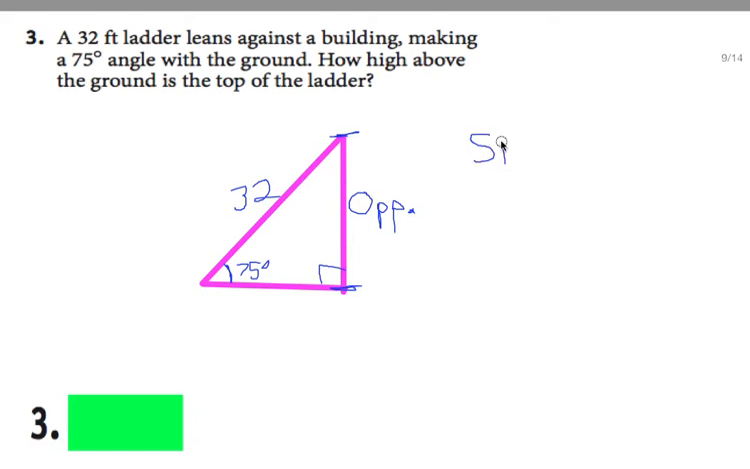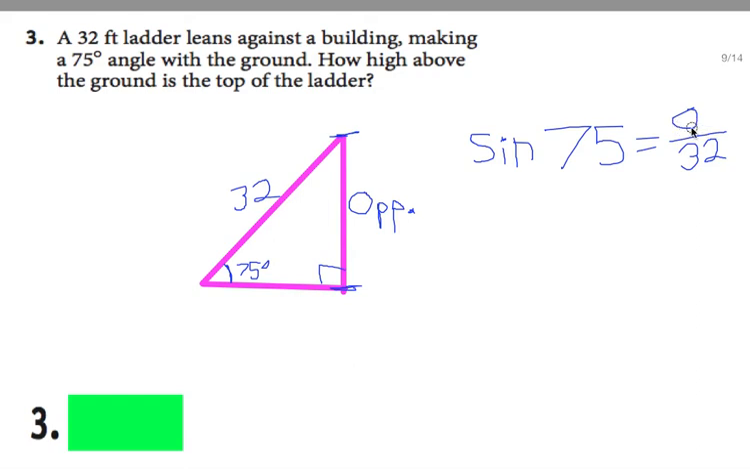So sine of 75 degrees. I'm trying to do a 75 there. 7 and a 5. There we go. Equals the opposite side divided by the hypotenuse. That's from my trig ratios, guys. I know you know this. And my hypotenuse is 32.